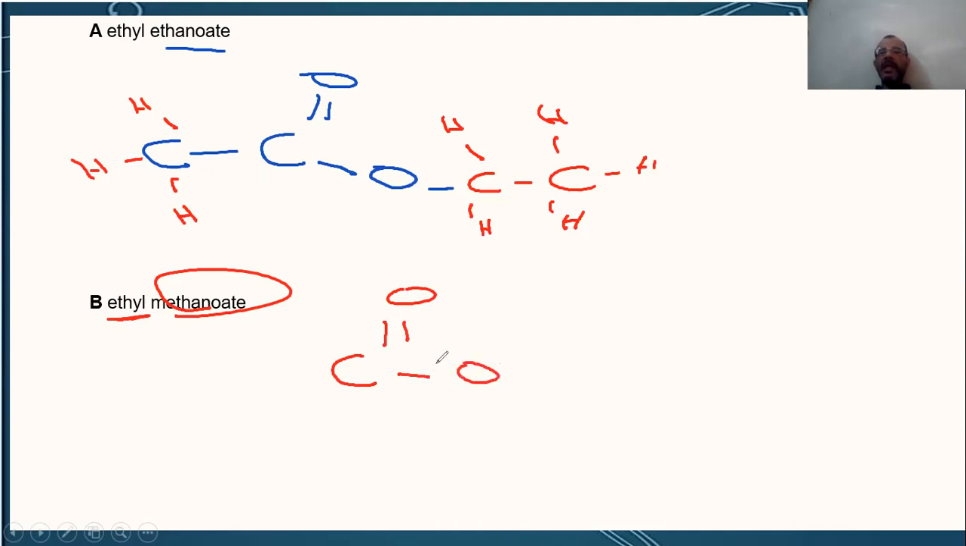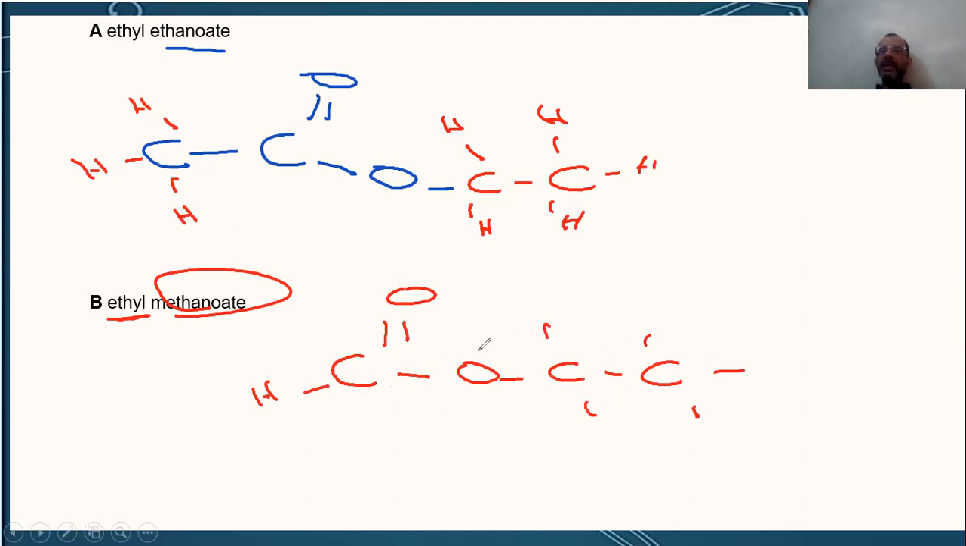Ethyl is joined to this one carbon atom. 1 and 2. After that, complete the 4 bonds for each carbon atom. So here, I have H on each one.